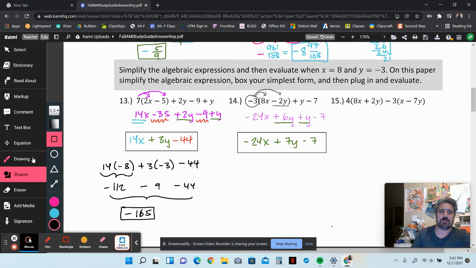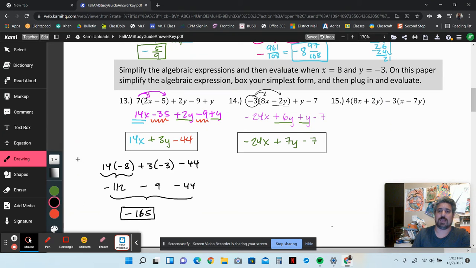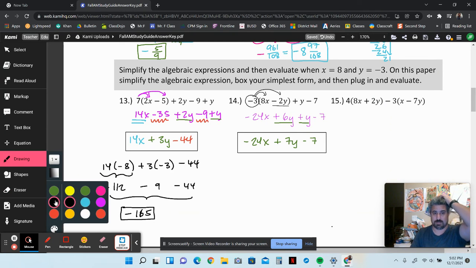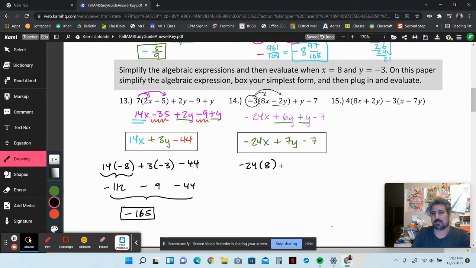And then once you have that, you're going to plug in and evaluate when x is equal to 8 and y is equal to negative 3. So in this case, you're going to get negative 24 times the quantity of x plus 7 times the quantity of y minus 7. You're going to multiply before you add or subtract. So you end up getting 8 times 20 is 160. 8 times 4 is 32. 160 plus 32 is 192. So you get negative 192.